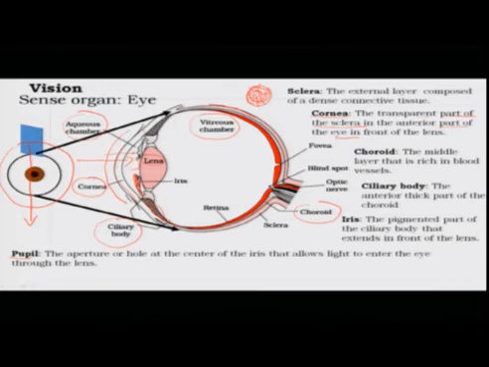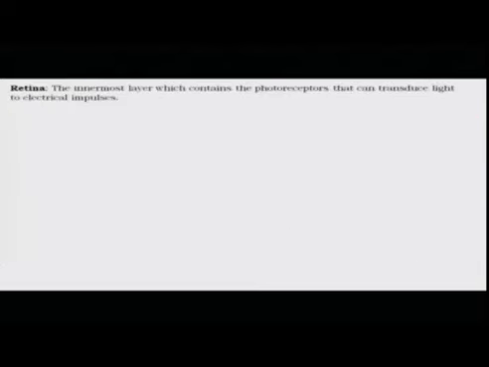when the radial muscles contract, the pupil becomes bigger, and when the circular muscles contract, the pupil will become smaller. So, that is the function of the iris and the pupil, to allow different amounts of light to get into the eye according to the situation.